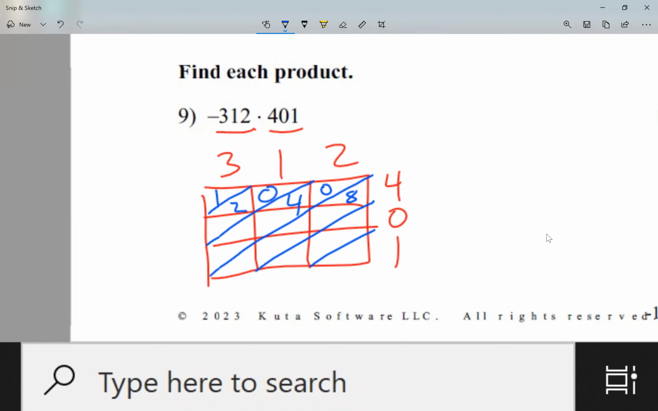Okay, in the second row, I'm gonna go 3 times 0. Remember the number on the top times the number at the side. 3 times 0 is 0. 1 times 0 is 0. And 2 times 0 is 0. Okay, so that was easy because it was multiplied by 0. Now in the third row, 3 times 1, let me just call that 3. 1 times 1, let me call that 1. And 2 times 1, let me call that 2.